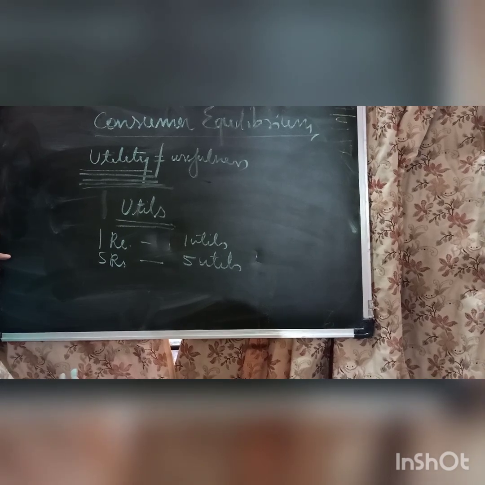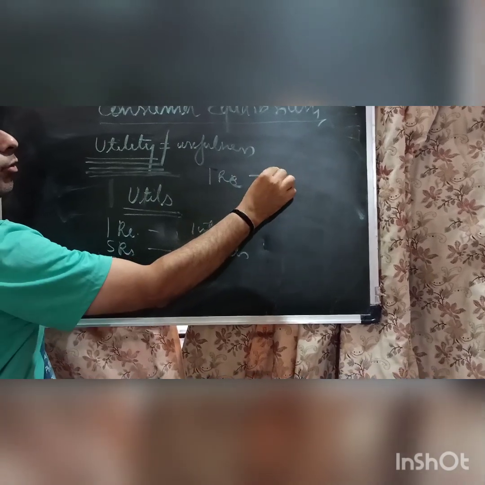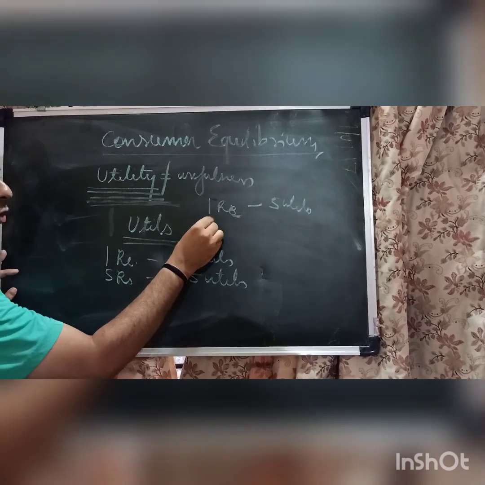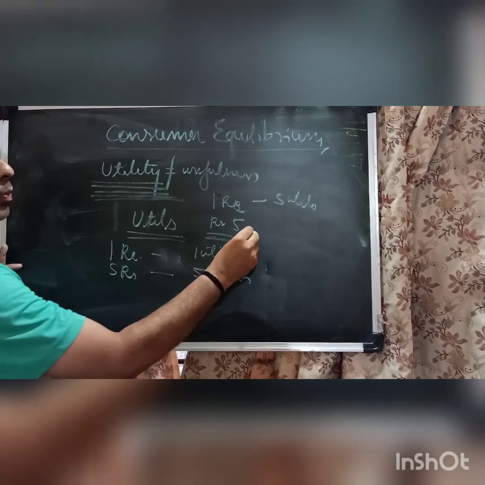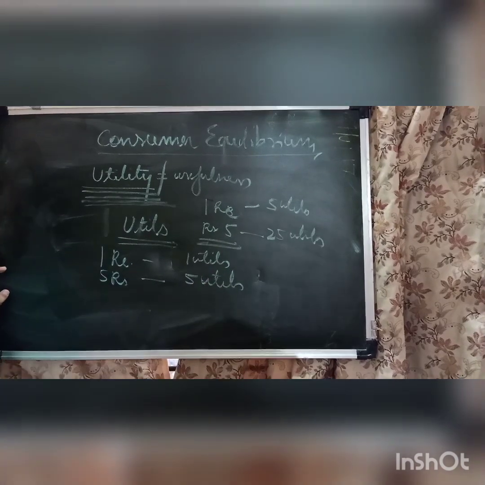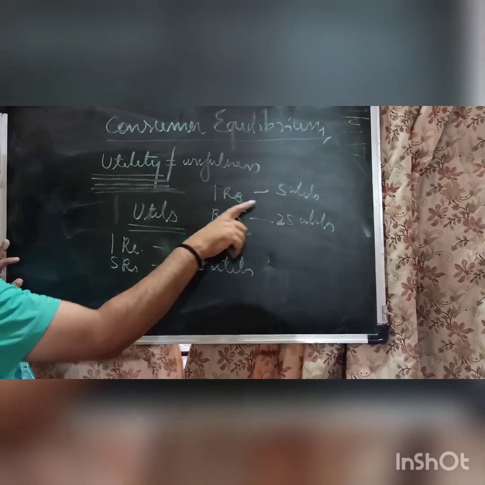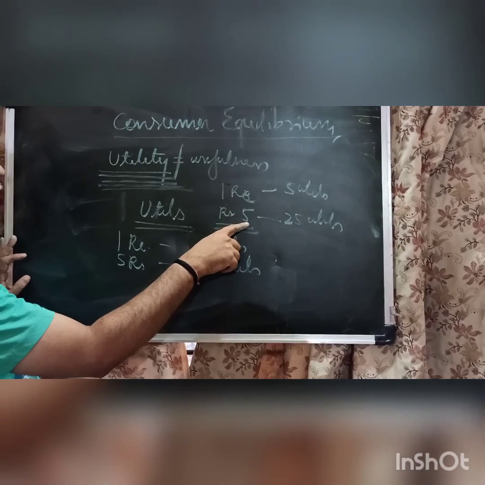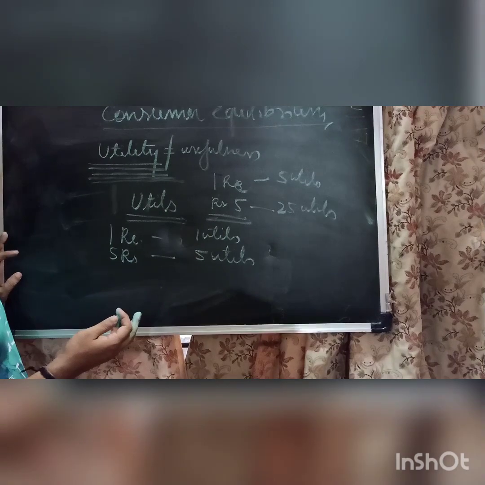It may change for every question, for every goods, for everywhere. For example, 1 rupee gives 5 utils, and an ice cream costing rupees 5. So 1 ice cream will give you 25 utils of level of satisfaction. Understood? If 1 rupee is equal to 5 utils, I am eating an ice cream and ice cream is costing rupees 5, so I am consuming 25 utils. That is how utils are measured.